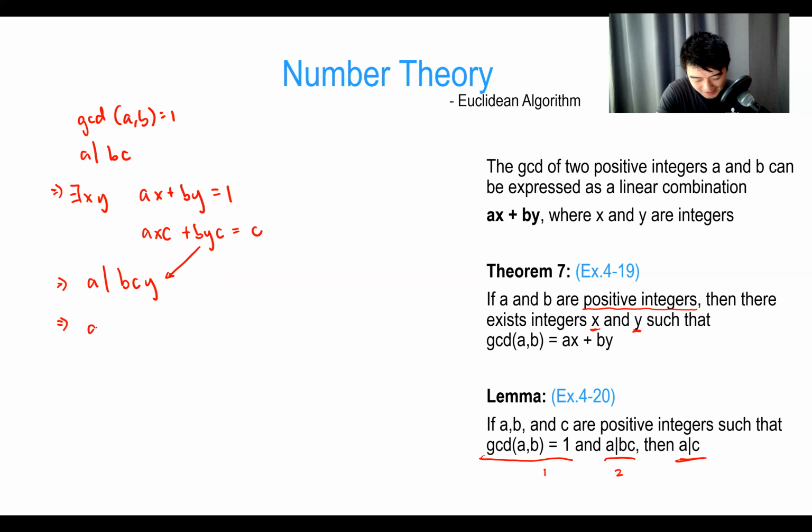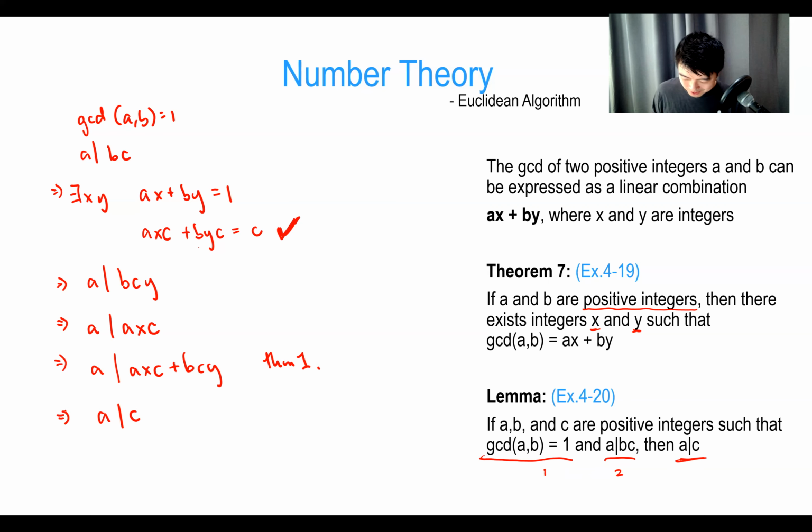We know that a divides axc. And how do we know that? Well, because a is part of this, right? We know that a divides a, and therefore a divides a times anything. So a divides this and a divides this. Therefore, a must divide the addition of the two, and again, this is from theorem 1. And what is axc plus byc? Well, it's c, because from this we can see that this is equal to c. So there is our conclusion.